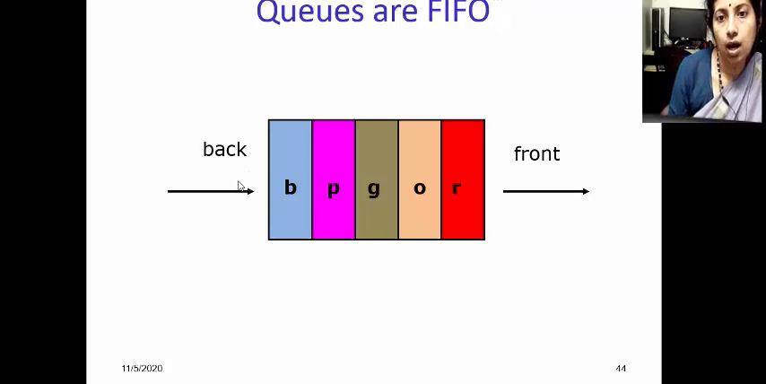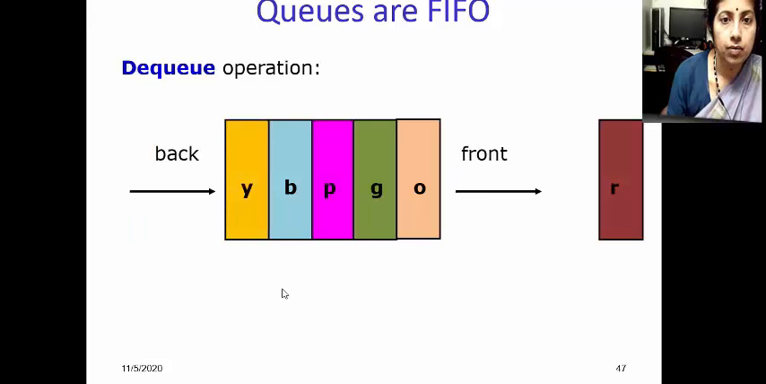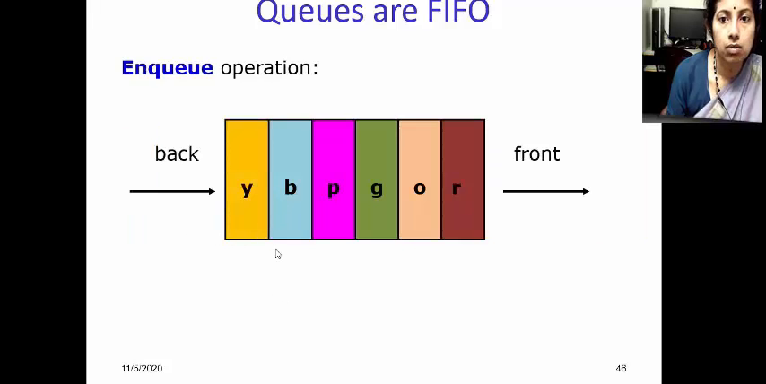So all the elements are inserted from the rear end, that is the back end. So now I want to insert an item. I want to insert this color yellow into the queue. So it will be inserted from the back end. So here yellow is inserted and I want to remove red from the queue. Red is at the front of the queue, so red will be readily removed from the queue.